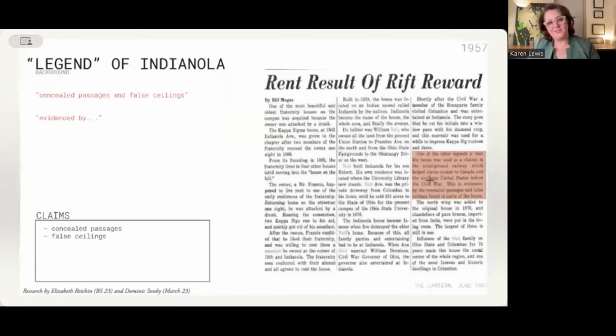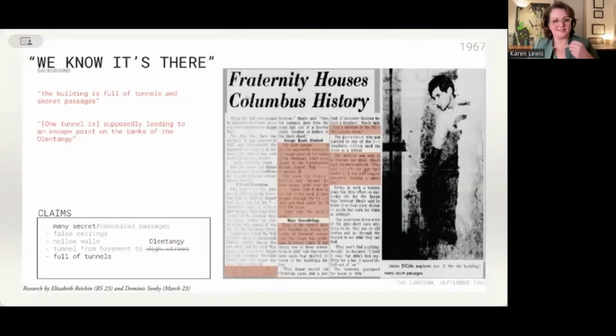By 1957, this is where these legends of these concealed passageways and false ceilings start to come in. And I will trace through in 1967, the building is now full of tunnels and secret passages. And you can see down here at the bottom, my researchers have updated the claims that we've gone from some concealed passages now to many. It used to be a tunnel from the basement to High Street. That's now been updated to running all the way to the river.